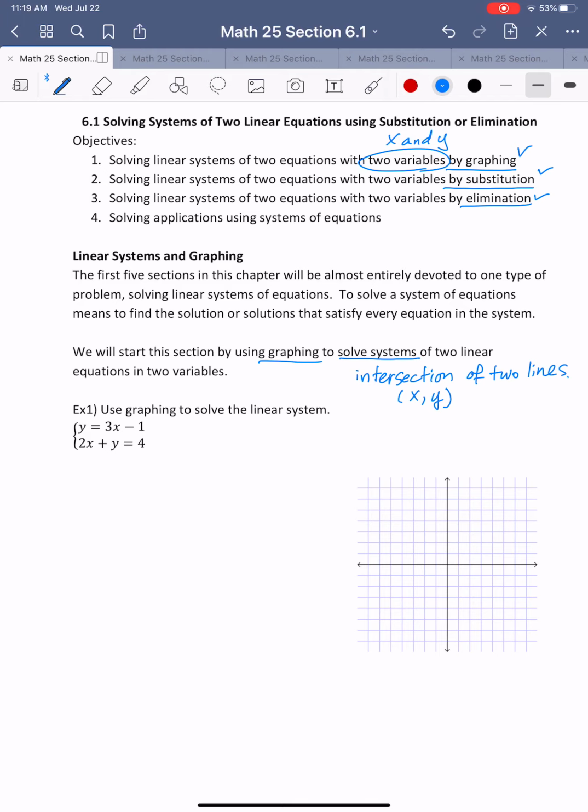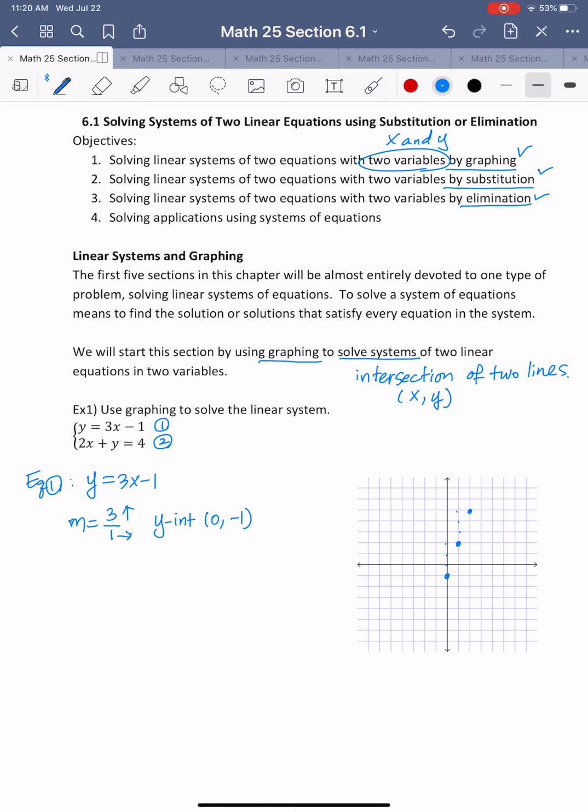Alright, example one, use graphing to solve this linear system. Since we have two equations, I want to label them first and graph one at a time. Equation one is y equals 3x minus 1. For this linear equation I'm using the slope, which is 3 over 1, up 3, right 1, and the y-intercept at (0, negative 1). Once you have one point on the line and the slope, you can graph the line. So starting from (0, negative 1), you go 1, 2, 3 up and right 1.